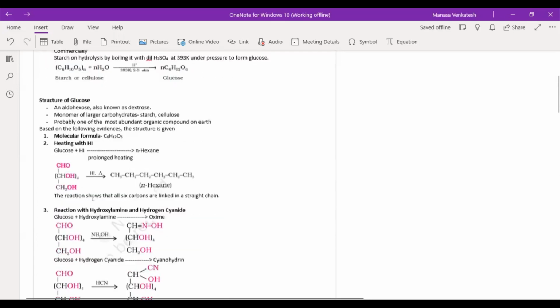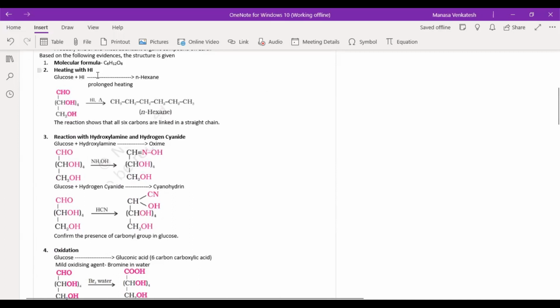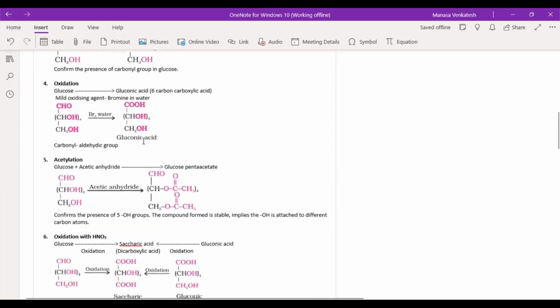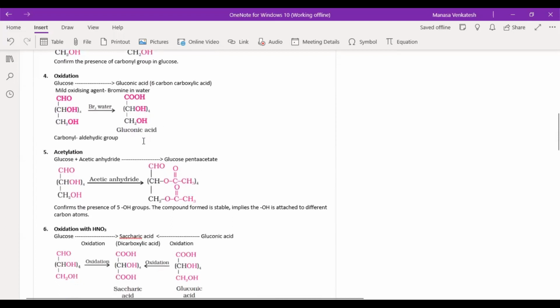Now, the first one we learned about was the molecular formula C6H12O6. Second, on heating with hydrogen iodide, we got n-hexane. This meant that it's a straight chain; the 6 carbons are attached in a straight chain. The third showed that we have a carbonyl group, because of the formation of an oxime and a cyanohydrin with hydroxylamine and hydrogen cyanide respectively. And on oxidation with a mild oxidizing agent like bromine in water, it led to the formation of gluconic acid. Now, gluconic acid meant that the top carbon, the CHO, underwent oxidation to get an acid.